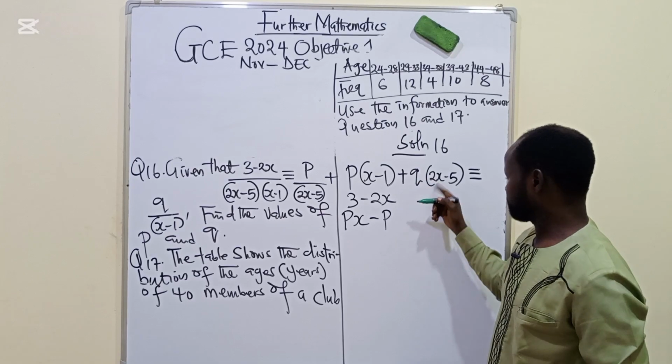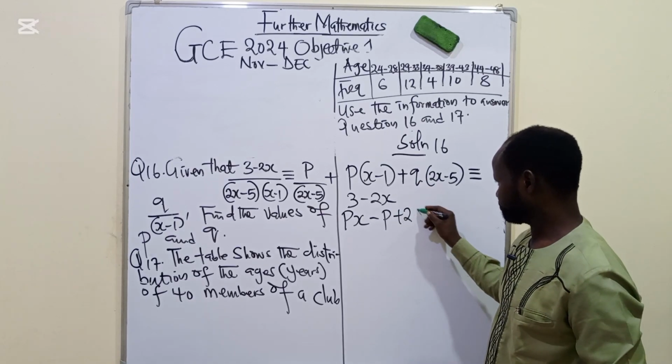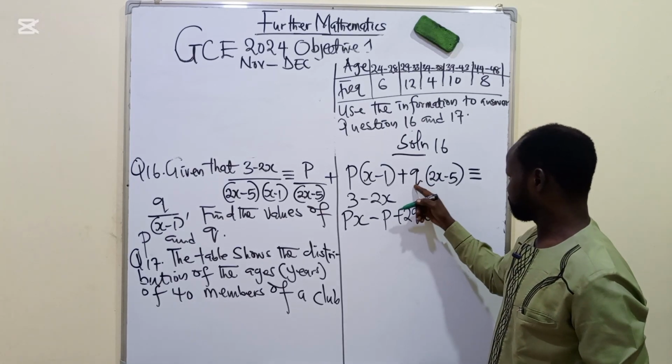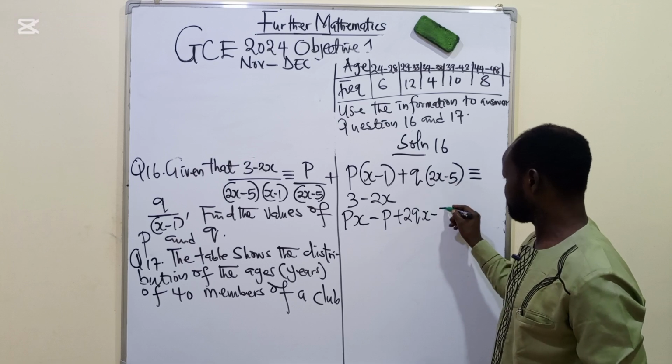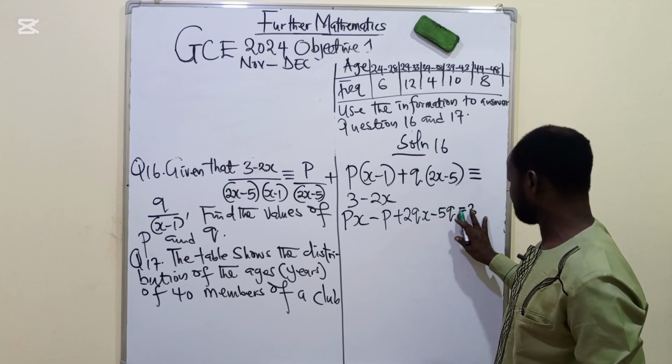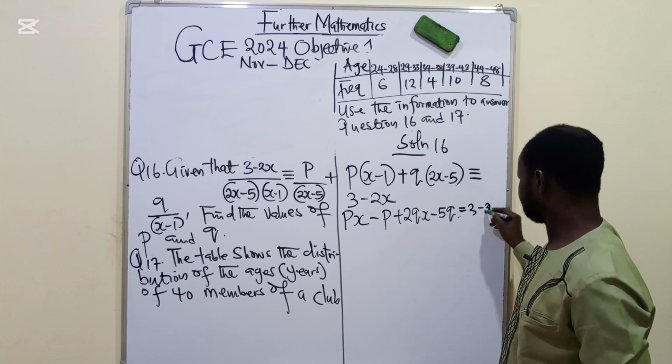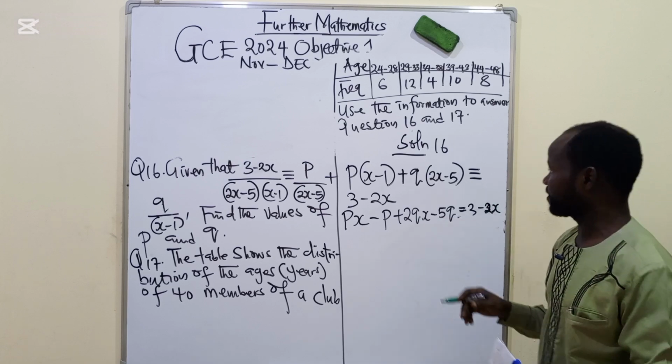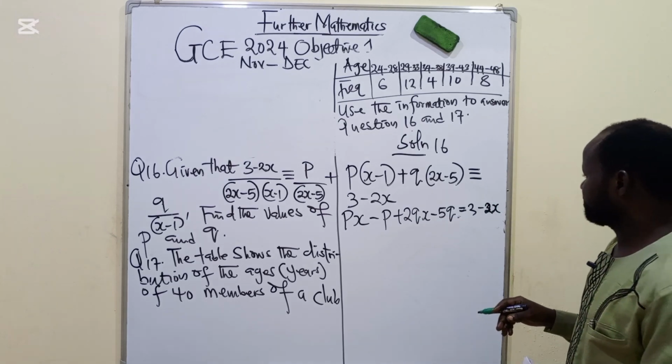Plus q times 2, that will be 2qx, plus q times minus 5, that will be minus 5q. This is equal to 3 minus 2x. Our aim is to find p and q.